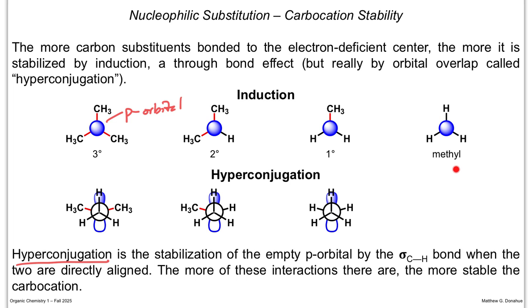So methyl carbocations, for this class, we're going to say no. Primary, not so much, unless there is some sort of assistance. So really we're dealing with tertiary and secondary.